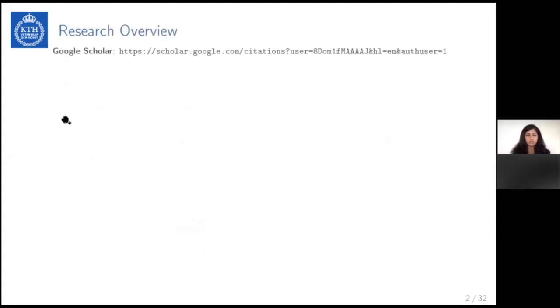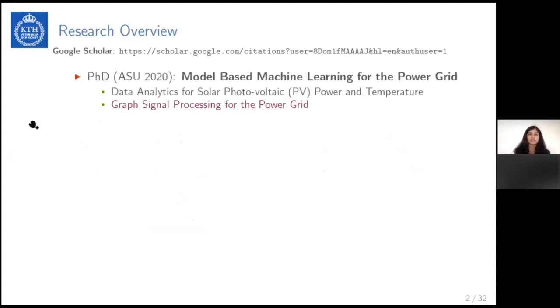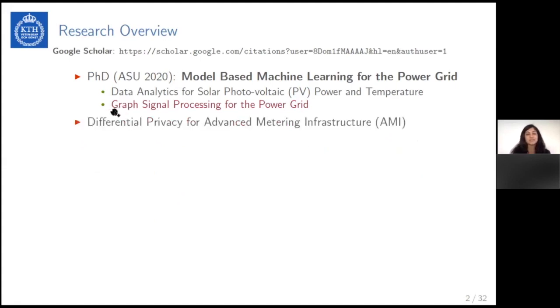My research overview, basically, I mean, I was introduced already. There's a Google Scholar link. I got my PhD from Arizona State University under Professor Anna Scaglione in 2020, and my thesis is titled Model-Based Machine Learning for the Power Grid. And there are two basic parts in that, in which I'm going to today talk about the graph signal processing for the power grid. I also briefly worked with differential privacy for advanced metering infrastructure. And as of now, I am interested in federated learning, threat models, and security.